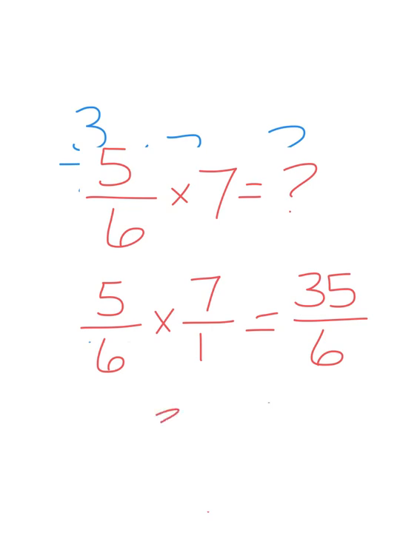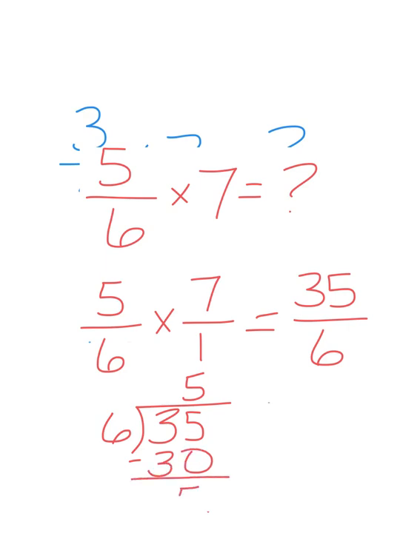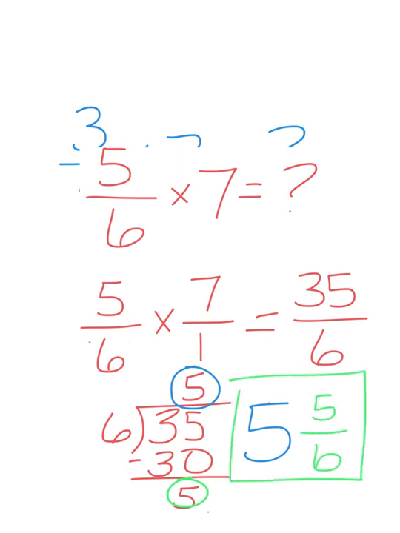Then if we want to change it into a mixed number, which makes everything a little bit easier, we do 35 divided by 6. 6 can go into 35 5 times. We'll subtract 30, and we're left with 5. So now our mixed number, our whole number, is the 5, the quotient, and our remainder is our new numerator. So our final answer would be 5 and 5/6.